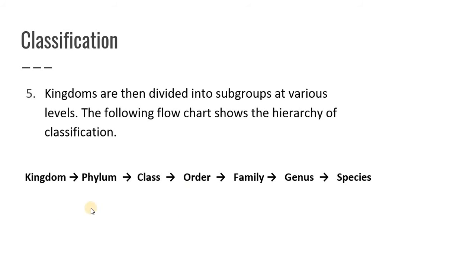Here you can see a flowchart that shows the hierarchy of classification. The closest example I would give you is a school. Imagine a school is a group of living organisms. When we first divide them, we would divide them into primary school and secondary school. So we have two kingdoms: the primary kingdom and the secondary kingdom. This is just an example.